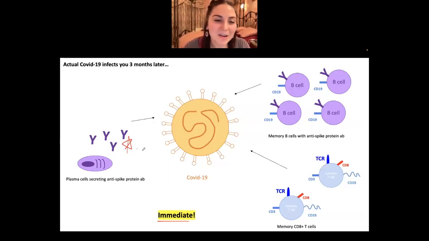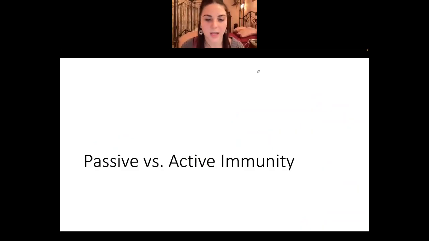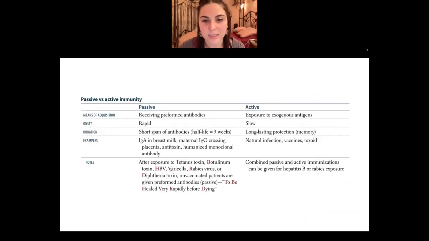Okay, I know it's a lot, but there was no new information. It was all stuff we had talked about, just seeing it now as clinically relevant, an example of how the immune system works to fight an infection. And then one slide on this. You should know passive versus active immunity.